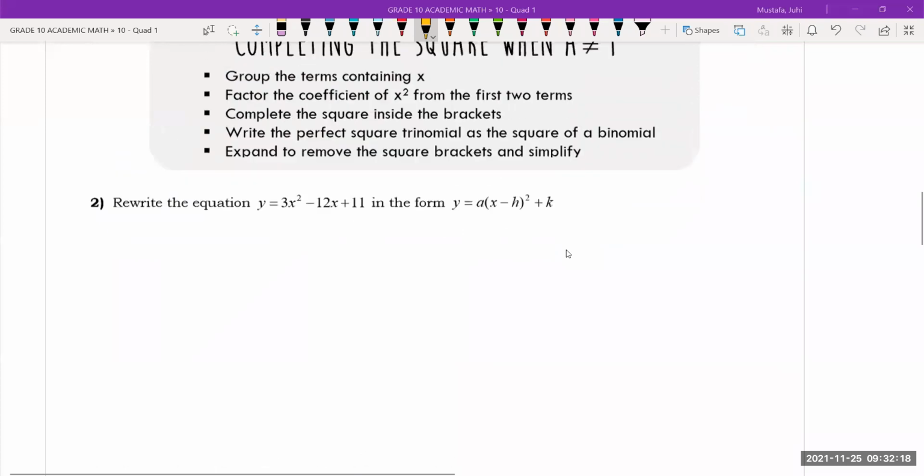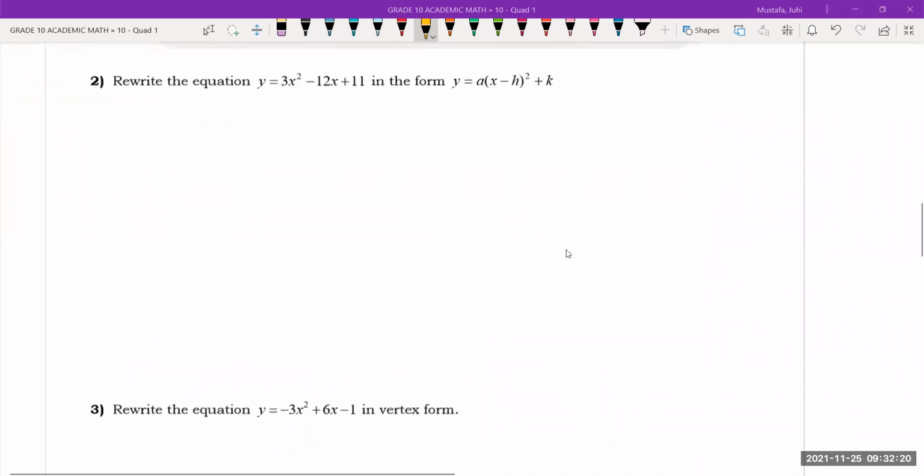So example number 2, I'm not even going to read all the instructions. We're just going to get right to it. It says rewrite the equation y is equal to 3x squared minus 12x plus 11 in the form y is equal to blah, blah, blah. This is just a fancy way of saying we want to convert it to vertex form. And again, we convert things to vertex form because it's a very useful form to help us graph our parabolas. When something is in standard form, it's essentially useless for us in terms of graphing.